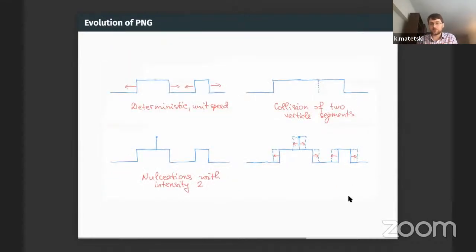So in other words, the evolution of the PNG in the limit can be described as follows. We have a height function which is piecewise constant, and each vertical segment grows horizontally with unit speed deterministically. So when two vertical segments meet, then they collapse, just disappear, and the growth continues in a natural way. But sometimes nucleations happen. So with intensity two, some new vertical unit jumps appear. And then these unit jumps start immediately growing deterministically in the horizontal direction. So if we have a profile like this, then after some short time, it becomes like this. Okay, so this is the PNG model which Daniel described.